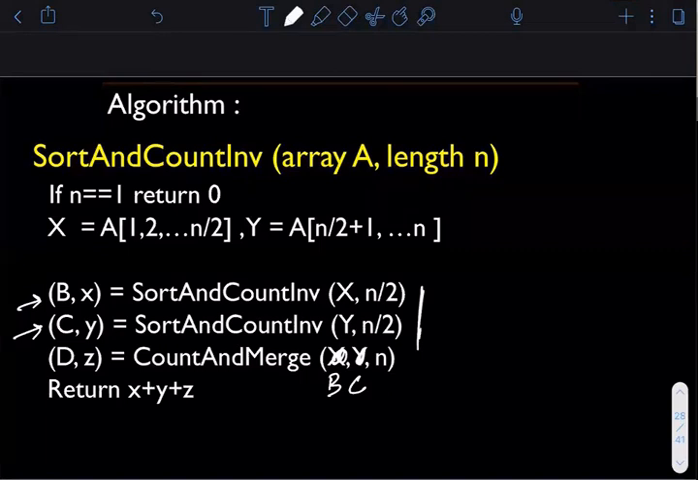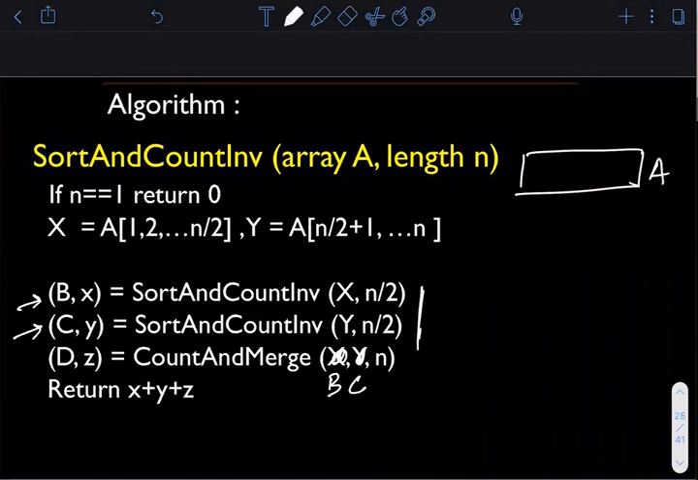Right, Shruti? So remember, what is this routine supposed to return? What are you supplying it with? You are supplying it with an entire array, and you are supposed to return all the inversions that are happening in this array from this subroutine.